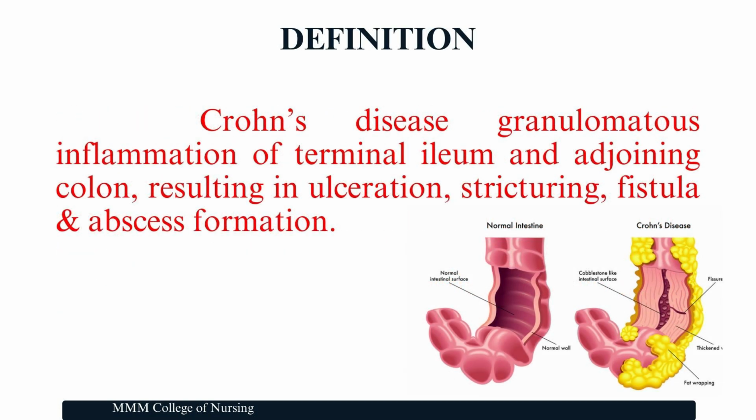Next, what is Crohn's disease? It is a granulomatous inflammation of the terminal ileum and adjoining colon. Granulomatous means a mass of immune cells, which will affect the ileum and the colon. So it will result in ulceration, stricturing, which means narrowing of the large intestine or small intestine, fistula, that is an abnormal connection, and abscess, pus formation. So this is the definition of Crohn's disease: a granulomatous inflammation of the terminal ileum and adjoining colon, resulting in ulceration, stricturing, fistula, and abscess formation.